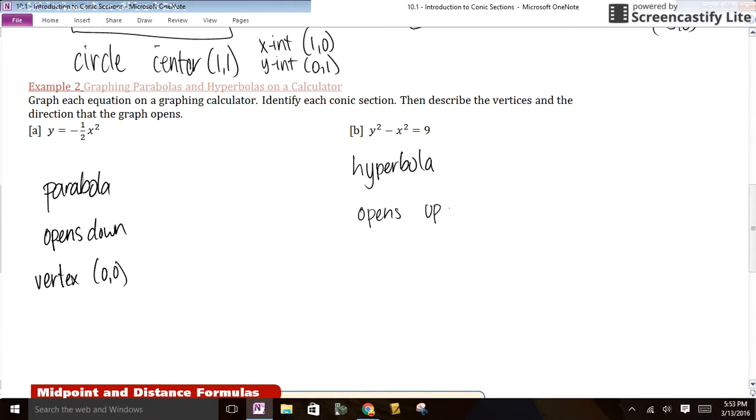It opens up and down. And the vertices are, again, that point where the graph kind of turns out of its curve. It had two of them this time, vertices, and one of them was 0, 3, and the other one was 0, -3. And there you have it. All right, let me ask you a question, and we'll come back.